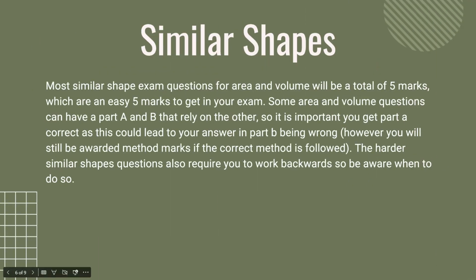Most similar shape exam questions for area and volume will be a total of 5 marks, which are an easy 5 marks to get in your exam. Some area and volume questions can have a part A and part B that rely on each other. So it's important that you get part A right, because it could lead to your answer in part B being wrong. However, you will still be awarded method marks if the correct method is followed. The harder similar shape exam questions also require you to work backwards, so be aware when to do so.